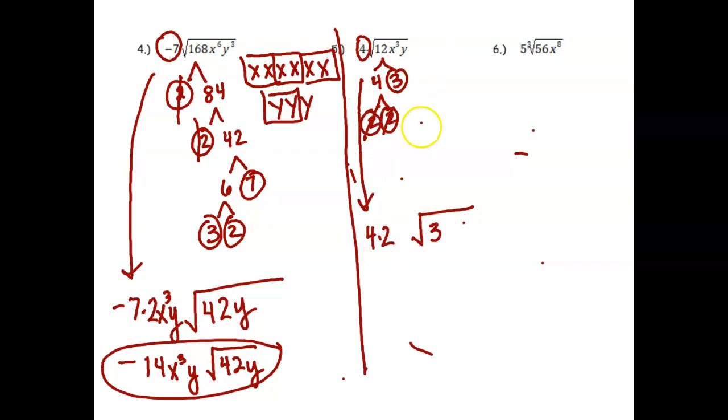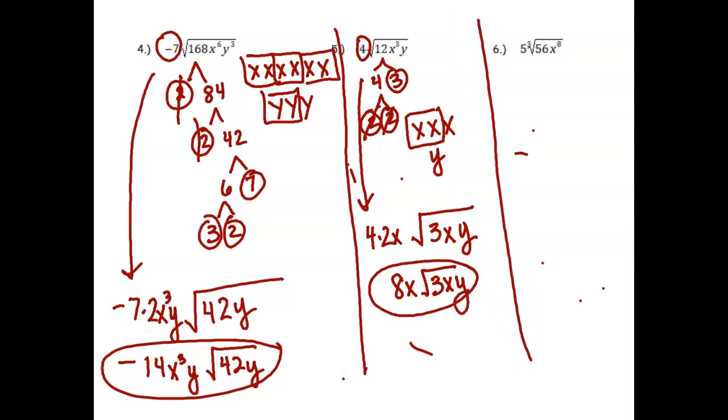When we look at our variables, we've got 3 x's, which means one pair of x's is going to be pulled out, 1 is left over, and then just y, we can't pull out anything, so just y would be on the inside. So our final answer would be 8x radical 3xy.